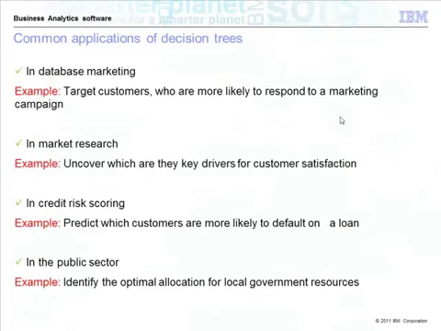DecisionTrees is a technique that is commonly used in database marketing, where you can target customers who are more likely to respond to a marketing campaign, in market research, where you can uncover which are the key drivers for customer satisfaction, in credit risk scoring, where you can predict which customers are more likely to default on a loan, and in the public sector, where you can, for example, identify the optimal allocation for local government resources.